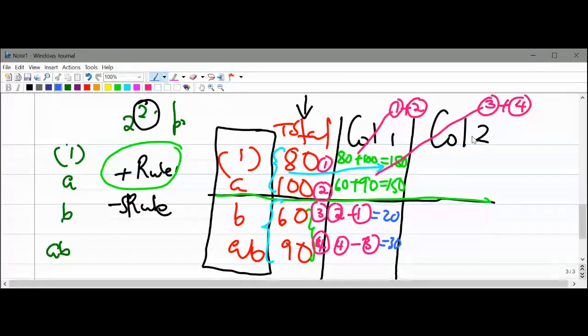From there, we're done. Apply what I just said now to column 2. The first rule, you add the pairs, but now you're no longer focusing on the totals. You are focusing on column 1 now. How did we find these values from total? We said 80 plus 100 is 180, right? And then 60 plus 90, we said is 150.